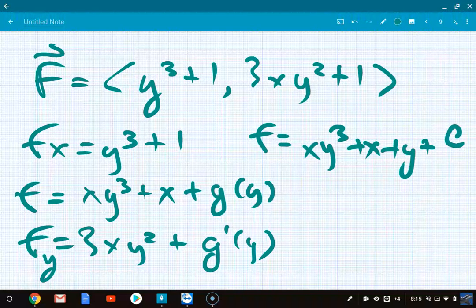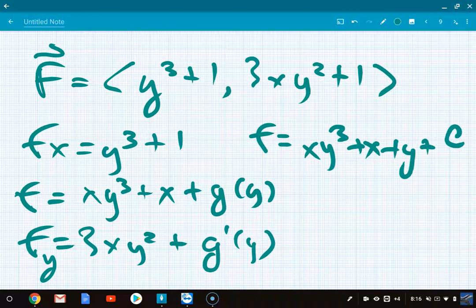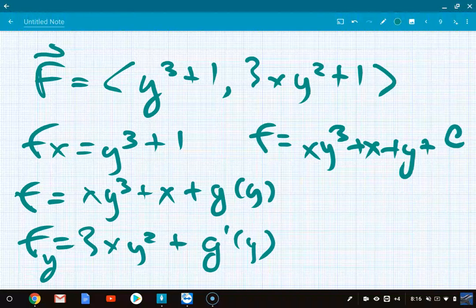which doesn't match anything. And then the first partial with respect to y is this, and this matches this. Look at it. This is supposed to be the first partial with respect to y, the 3xy squared and the 1. So if 1 is the derivative of the g that I don't know, then g had to be y. Right? Because the derivative of y with respect to y is 1. That's how I get the 1. So there is something here.